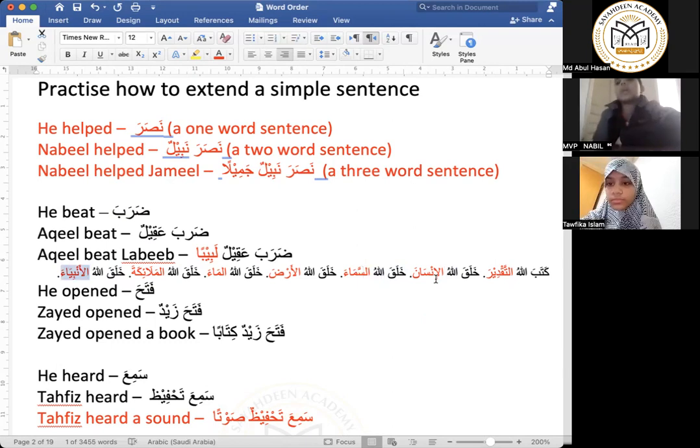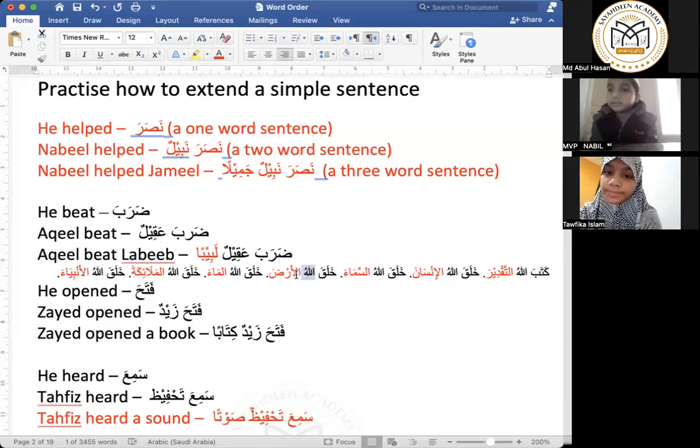And every time you add a fa'il, you give it dhamma. Every time you add a maf'ul, you give it fatha. Every time you add a fa'il, what do you give? Dhamma. Tawfiq, unmute and answer. And every time you add a maf'ul, what do you give? Fatha.